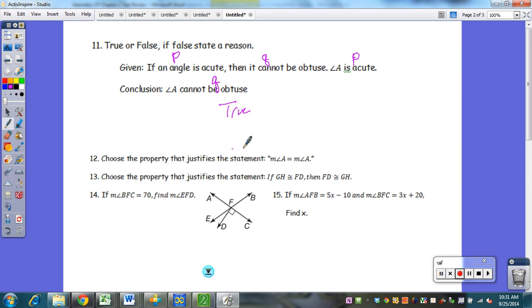Choose the property that justifies the statement. This is the reflexive property. To choose the property that justifies this statement, if GH is congruent to FD, then FD is congruent to GH. Well, that's just going to be the symmetric property. Okay?